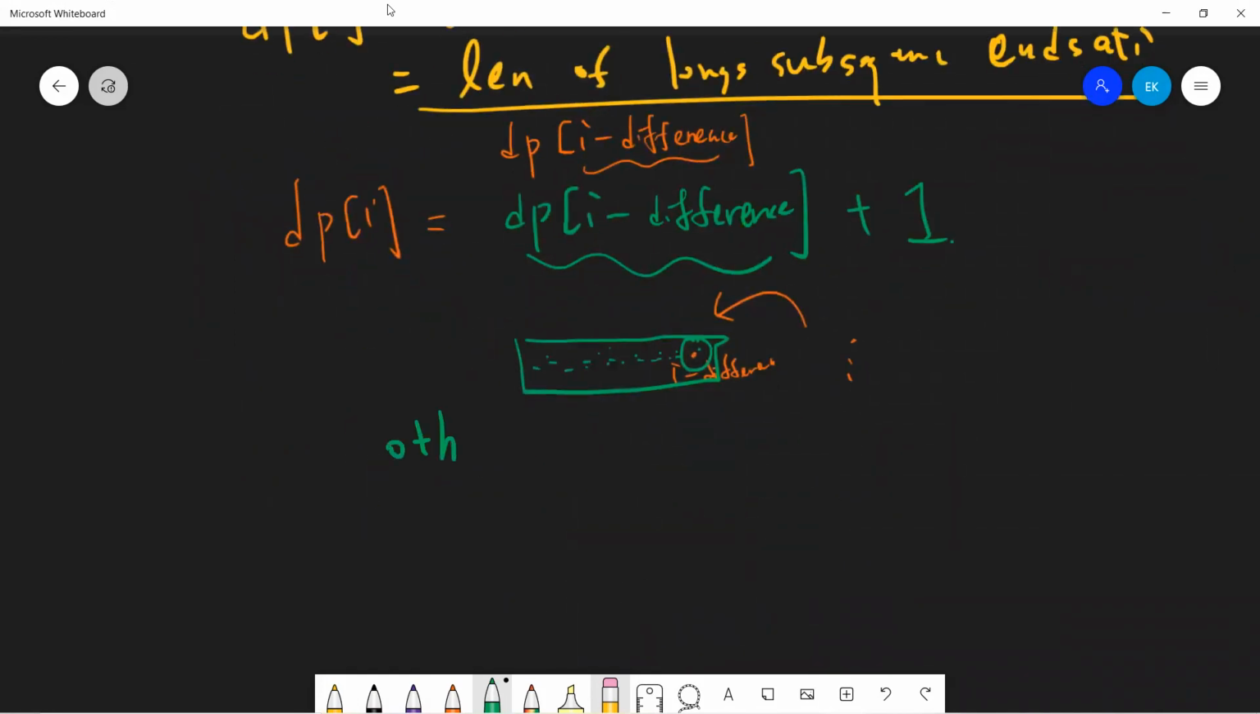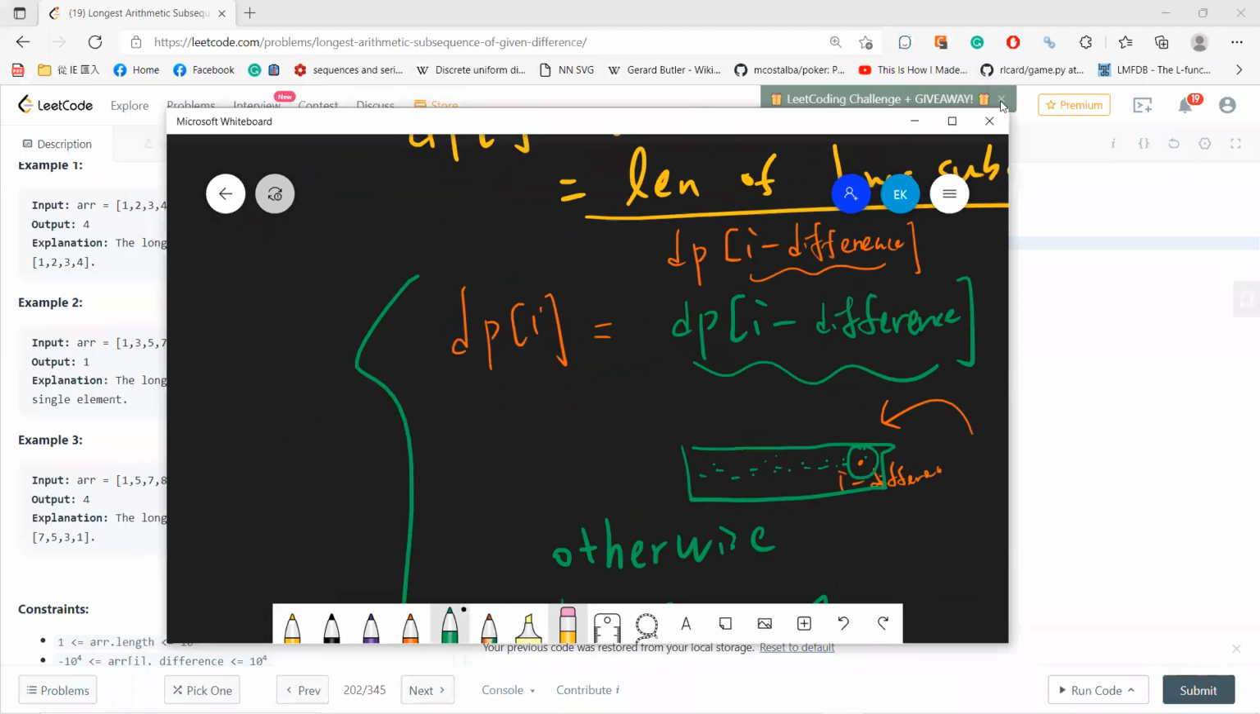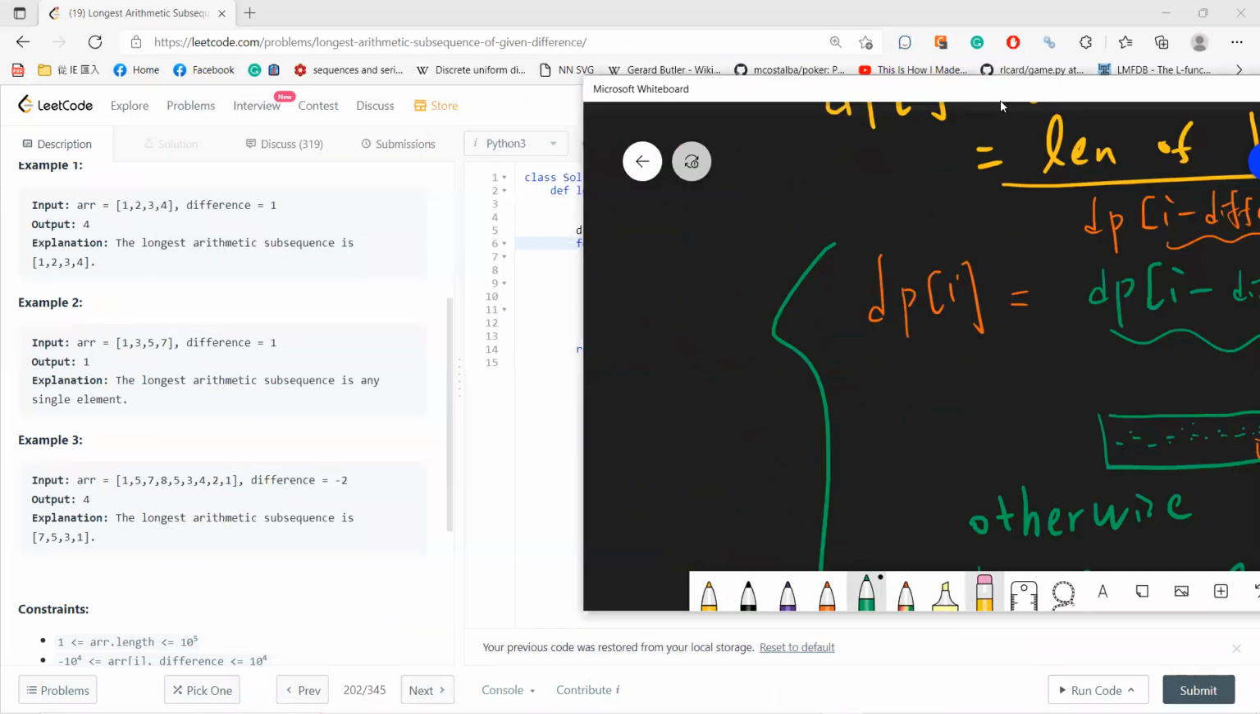Otherwise, that means there's no i minus difference in this array, so DP[i] is set to be 1. So this is the transition equation. That's it. And for the initialization, you initialize your first one to be 1.